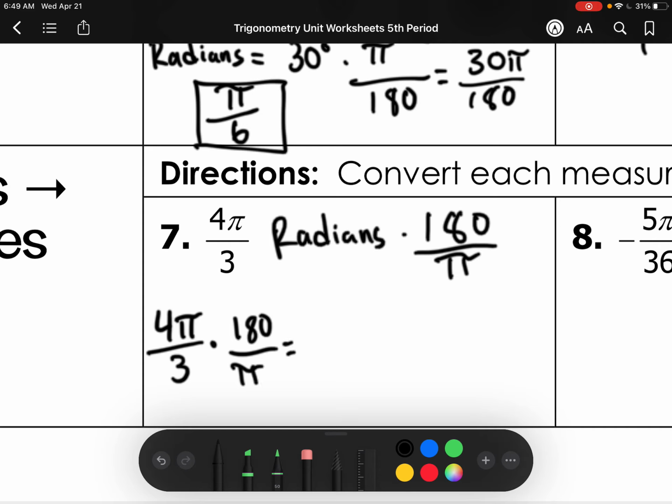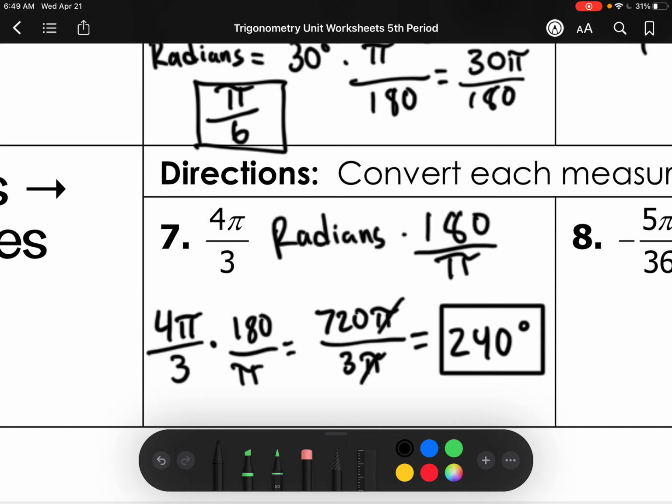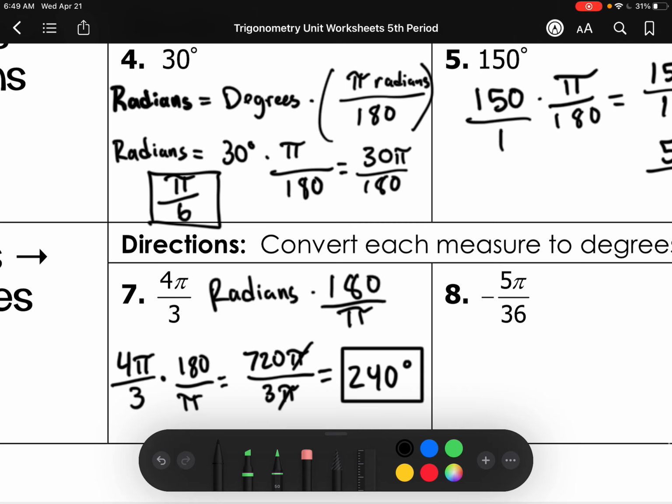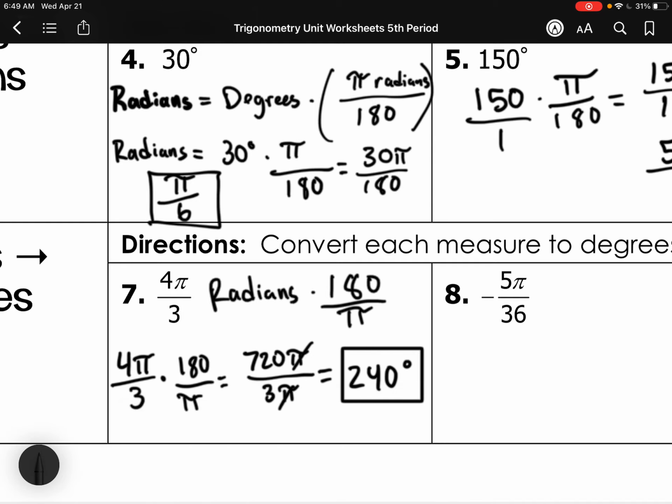So 4 pi times 180, so 4 times 180 is 720 pi, and 3 times pi is just 3 pi. So the pi's cancel each other out, and then I'm left with just 720 divided by 3, and that is going to be 240 degrees. So 240 degrees is the same as 4 pi over 3.